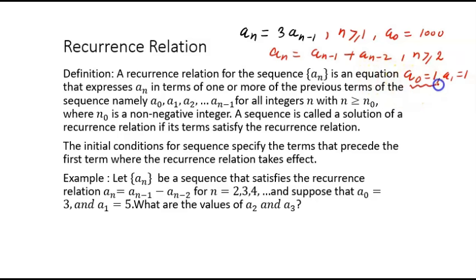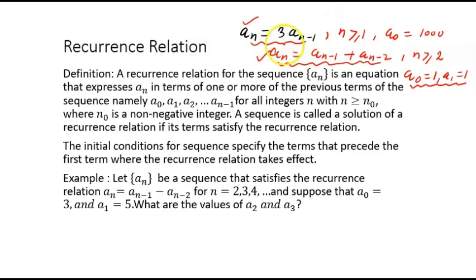The conditions that I have specified are known as initial conditions, and the equation that I am writing is known as a recurrence relation. Why is it known as a recurrence relation? Because we can get the next term using a recursive approach. To get the nth term, we are using the (n-1)th term and the (n-2)th term. We are using the previous terms to get the next term. So this kind of relation is known as a recurrence relation.